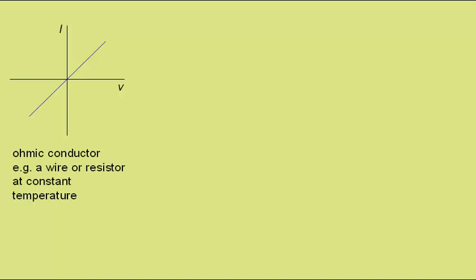If we plotted a graph of the results, we'd get a line something like this for an ohmic conductor. That could be a wire or a resistor as long as they were at constant temperature. They obey Ohm's law, which is that the current is directly proportional to the potential difference. This would be the symbol of a fixed resistor, which, as long as the temperature were constant, would more or less obey Ohm's law.